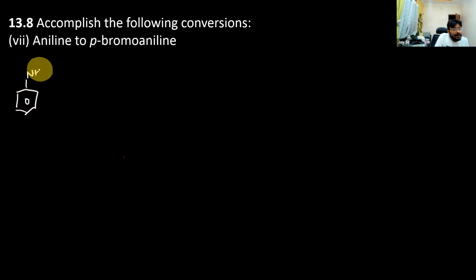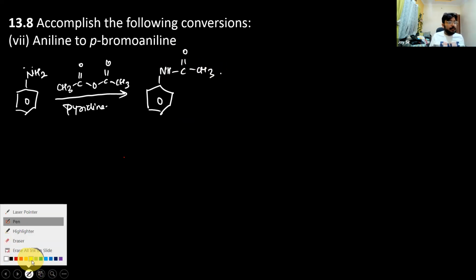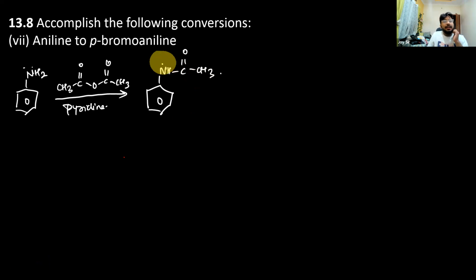This is our aniline. NH2 is a very strong activating group. To change the NH2, we can do that by using anhydride in the presence of pyridine. Pyridine is a base and this final product will be created: NHCOCH3. Now the NH2 has become this group. The lone pair won't be directed towards the benzene. It will rather be going here.